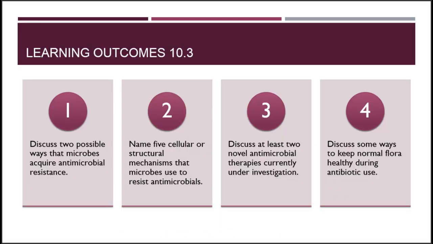There are 4 learning outcomes for this mini lecture. The first is discuss 2 possible ways that microbes acquire antimicrobial resistance. The second is to name 5 cellular or structural mechanisms that microbes use to resist antimicrobials. The third is discuss at least 2 novel antimicrobial therapies currently under investigation. And finally, discuss some ways to keep normal flora healthy during antibiotic use.